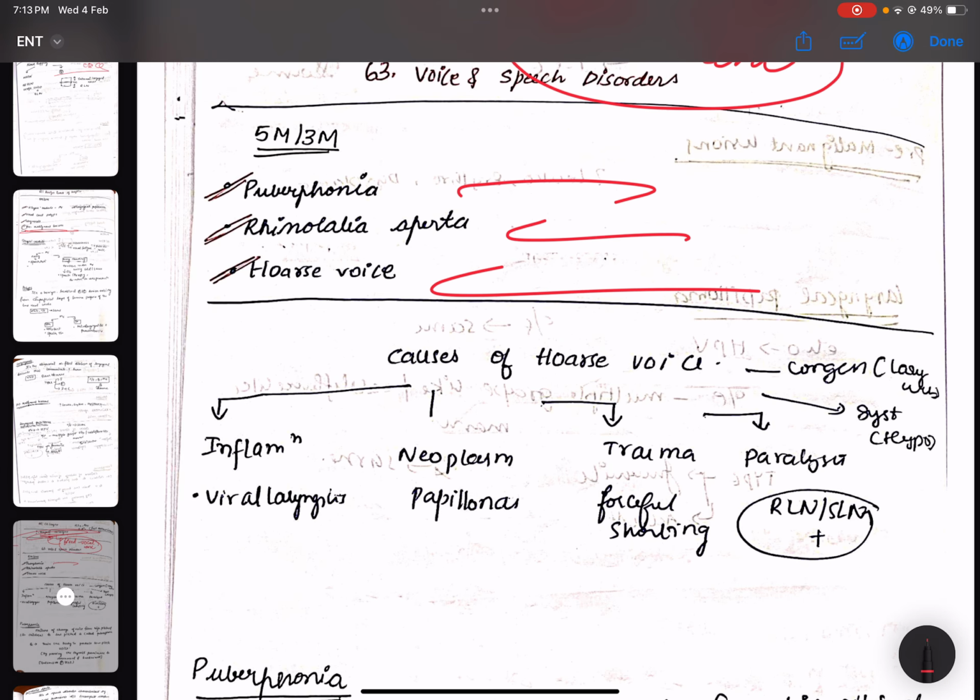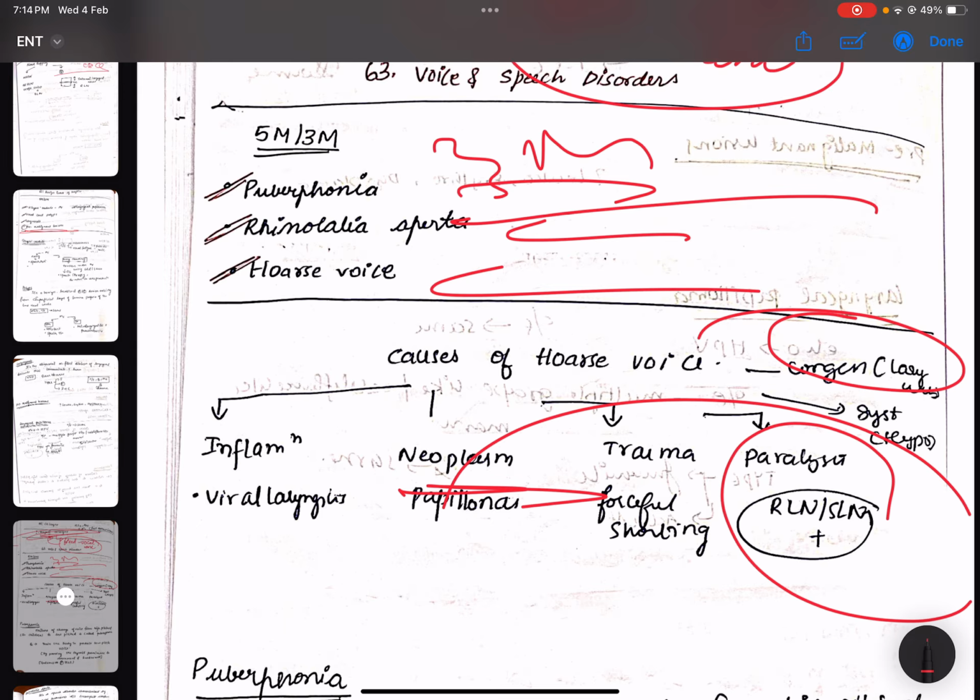Again, this is a 3-marker question. What are the causes of hoarseness? Again, go with the Robbins pathology, same thing: congenital and acquired. In congenital, these are the conditions. In acquired, it follows the same narration of Robbins, that is inflammatory cause, trauma, non-trauma. Again inflammatory and infectious, inflammatory and neoplasm. So place it accordingly. And one important thing which people forget is paralysis, which you should know.